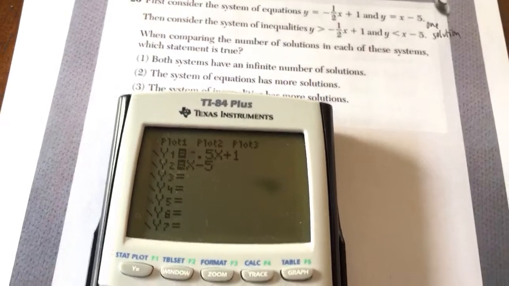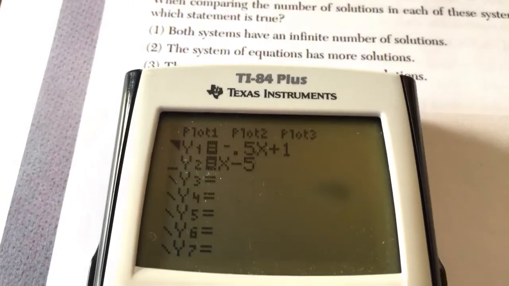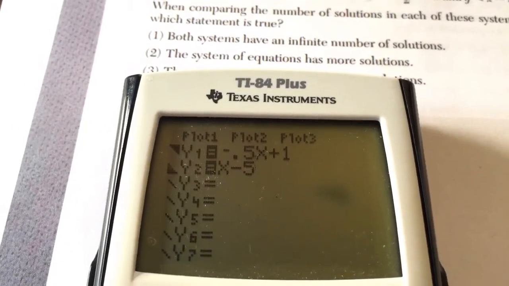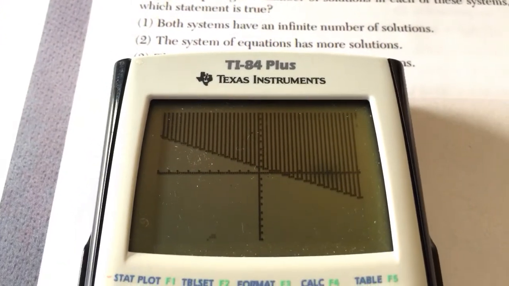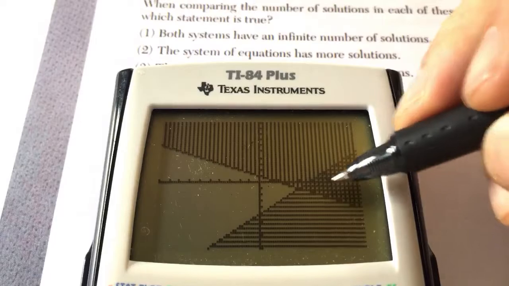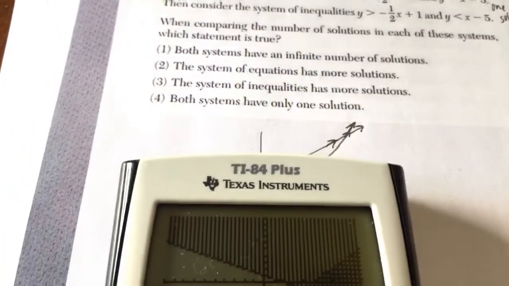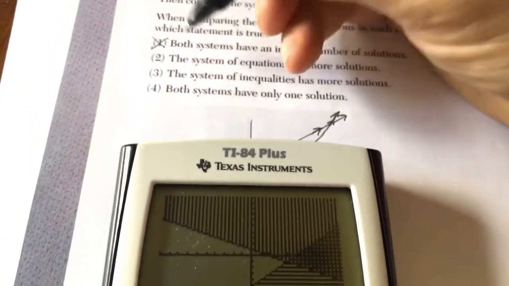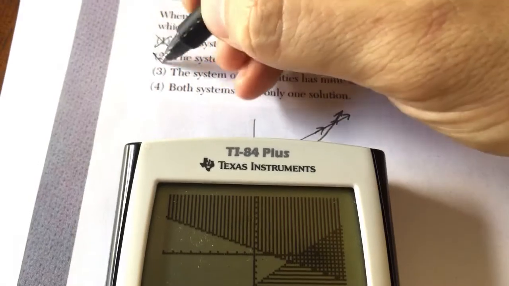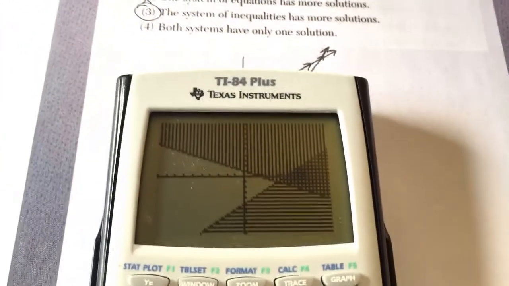Now, the negative 1/2 x, I shade this above because it says greater than, and for this one, I shade below because it says less than. It looks like I have an infinite amount of solutions in this little region. So the system of equations has more solutions. Let's see, they both don't have infinite. The system of equations has more, and that's not true. The system of inequalities has more solutions.